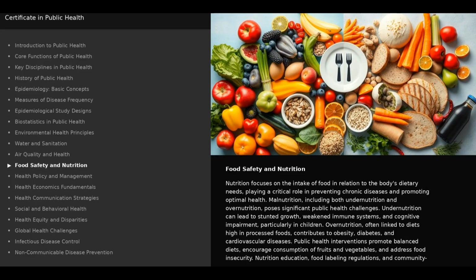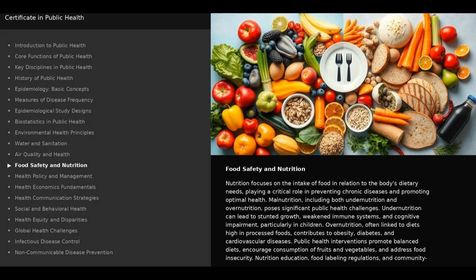Nutrition focuses on the intake of food in relation to the body's dietary needs, playing a critical role in preventing chronic diseases and promoting optimal health. Malnutrition, including both undernutrition and overnutrition, poses significant public health challenges.